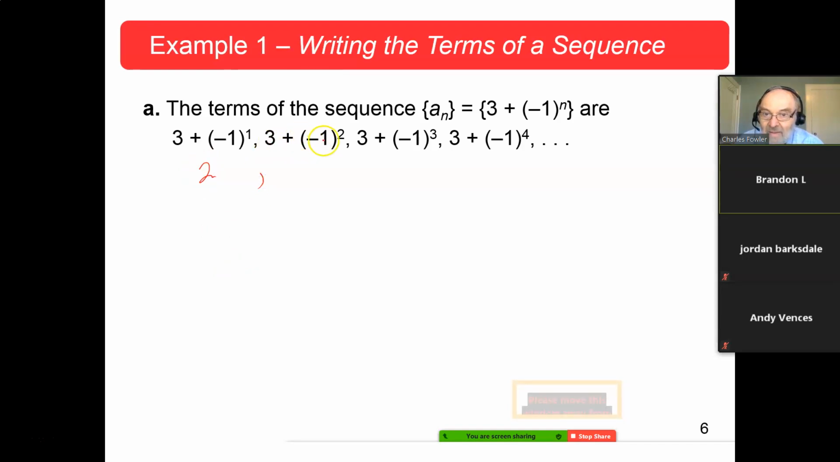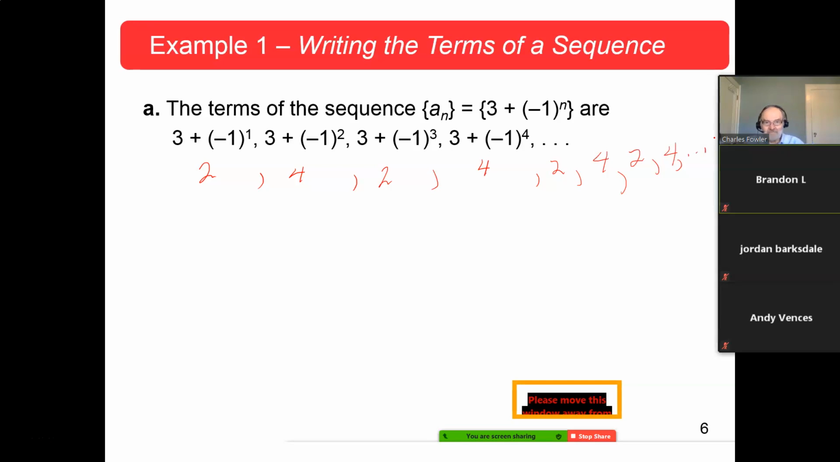This one would be 3. Negative 1 to the second power is plus 1. That would be 4. This would be negative 1 to the third power is negative 1. That would be 2 again. This would be 4. Next one, 2. Next one, 4. Next one, 2. Next one, 4. It keeps on climbing that, going that way. Okay? And at the very end, we'll put a dot, dot, dot, meaning it's an infinite sequence.